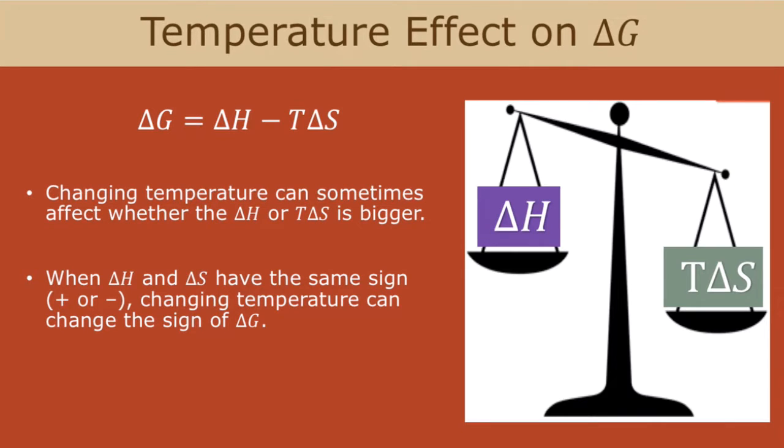As we just saw in the previous 3 examples, changing temperature can sometimes affect whether delta H or T delta S is bigger. So it's kind of like a balance between delta H and T delta S, which predominates on delta G. So when delta H and delta S have the same sign, changing temperatures can change the sign of delta G. If we look at the equation for a spontaneous process, we can see that temperature as well as the signs of delta S and delta H will affect whether or not delta G is less than 0, and therefore whether the reaction is spontaneous.